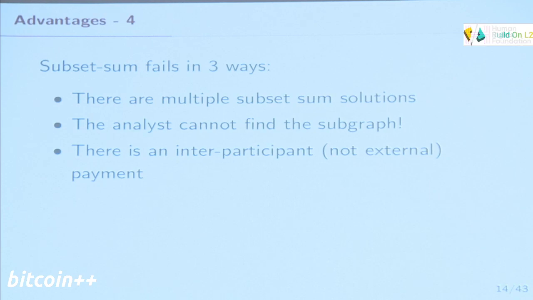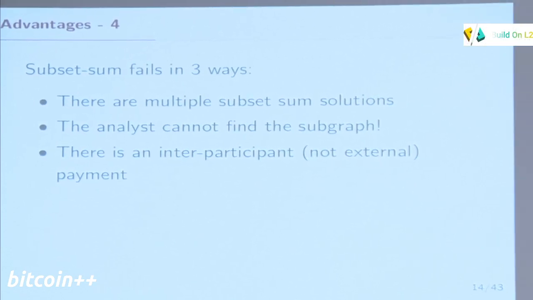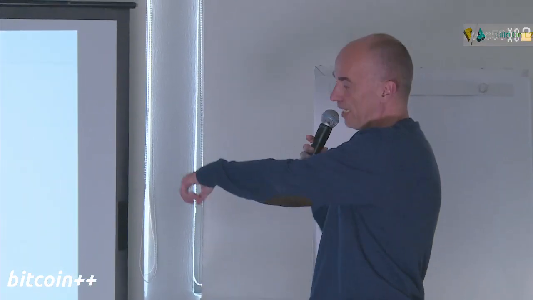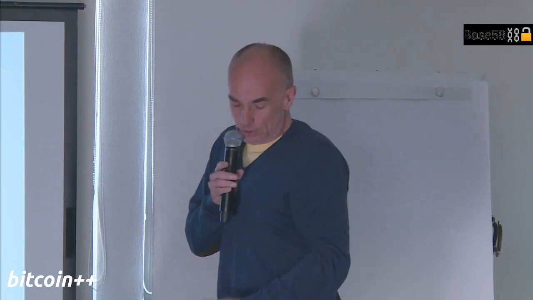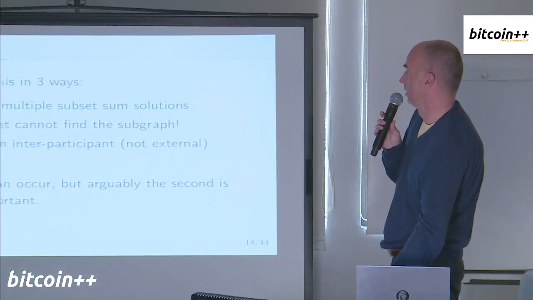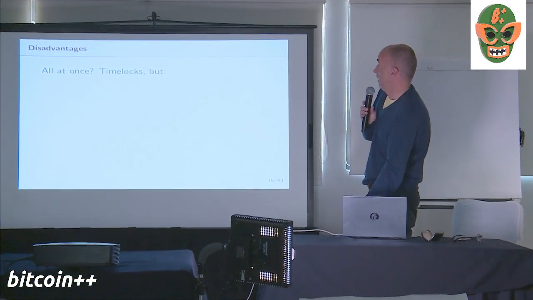The analyst cannot find the subgraph. That's the fantastic thing about this construct. There is an inter-participant payment, such as in PayJoin, that can break subset sum as well. I guess I should have added Lightning as a separate one because it's not really the same thing as an inter-participant payment. So there's a fourth one on that list, which is Lightning, or I guess any second layer commitment of funds. Arguably, the second is the most important. I think that's true. All right.